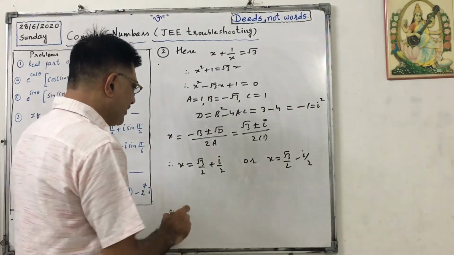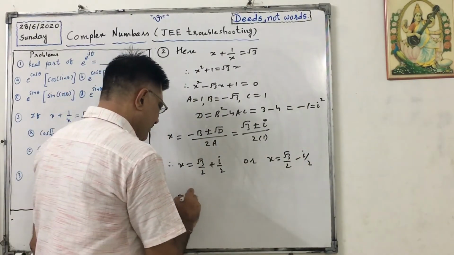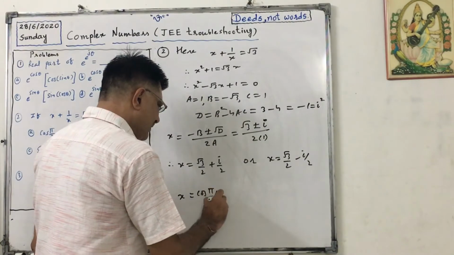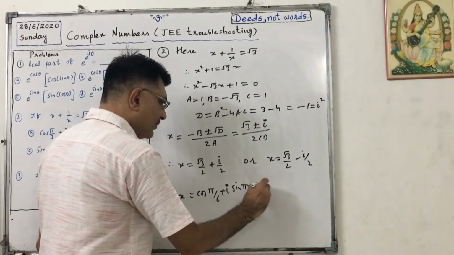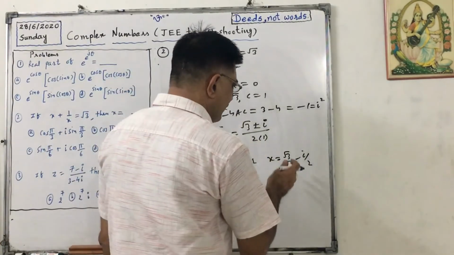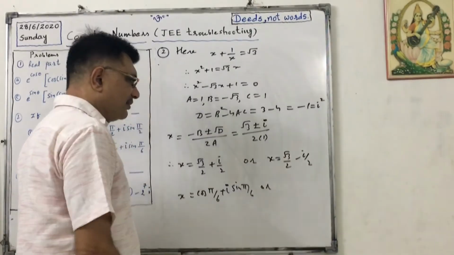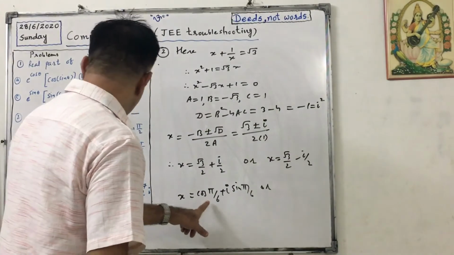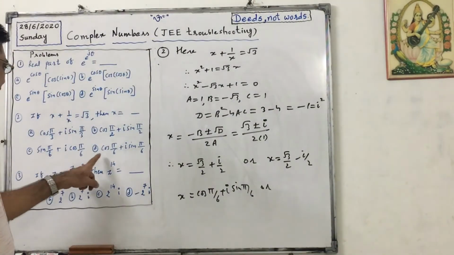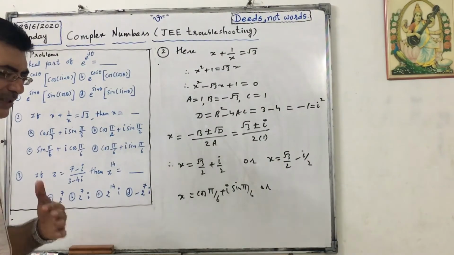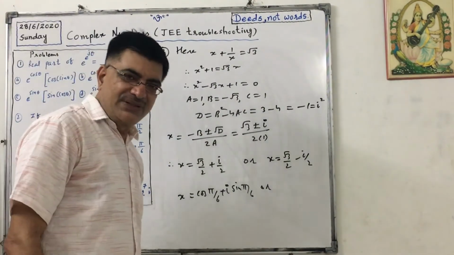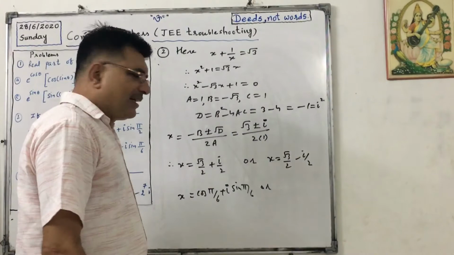Now we know that this can be written as cos pi by 6 plus i into 1 by 2, which is sin pi by 6. It is not needed to find the other one because this is the answer actually: cos pi by 6 plus i into sin pi by 6. We don't have that much time to check all the options. So this is the answer, option D.